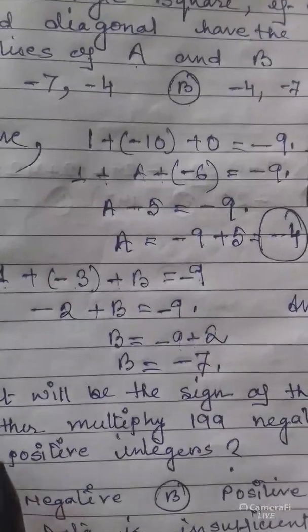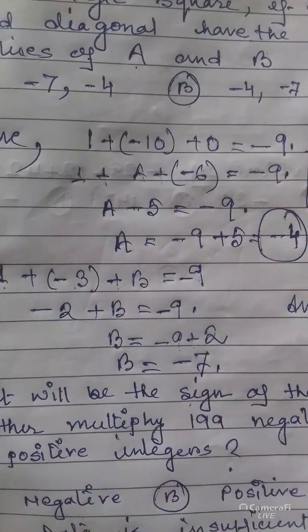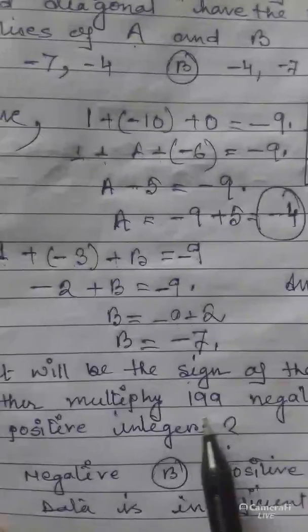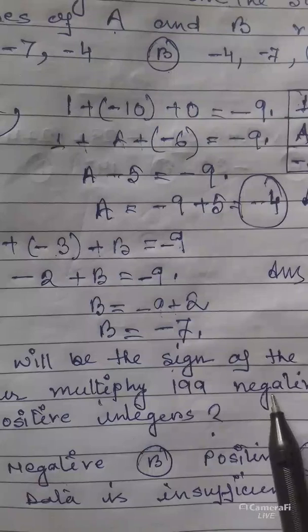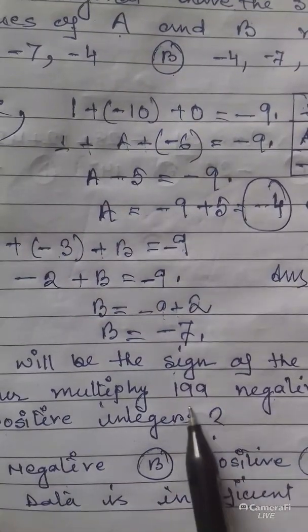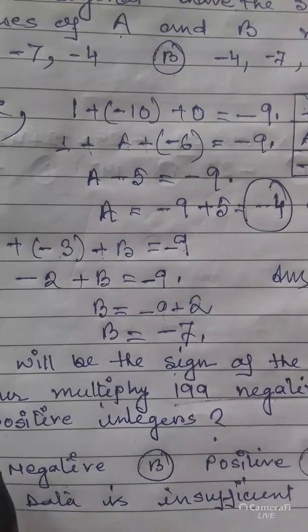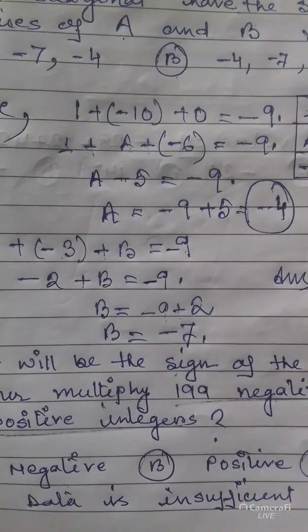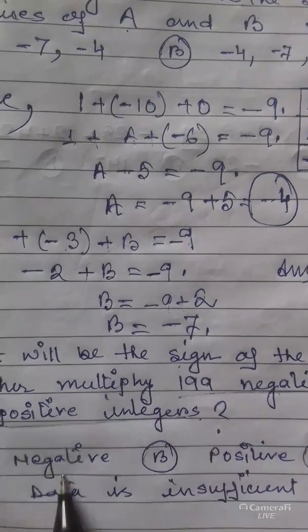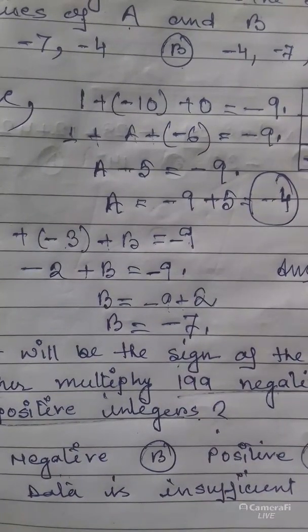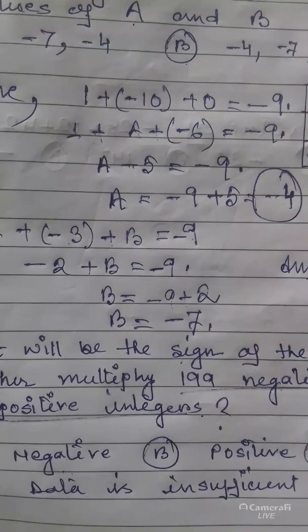Now another type of math. What will be the sign of the product if we multiply 199 negative integers and 10 positive integers? Then what will we get? What will be the sign of the product? The options are negative, positive, can't say, and data is insufficient. What is the answer?